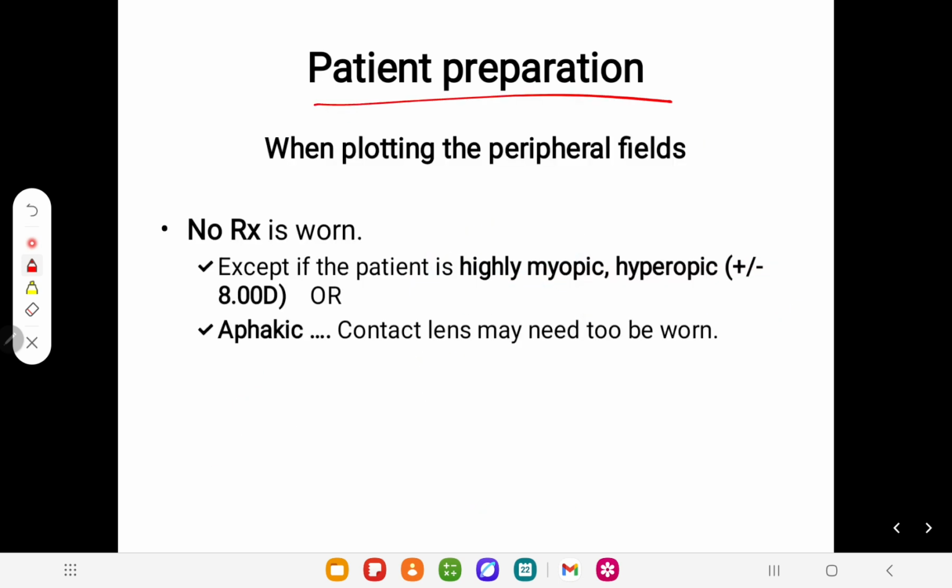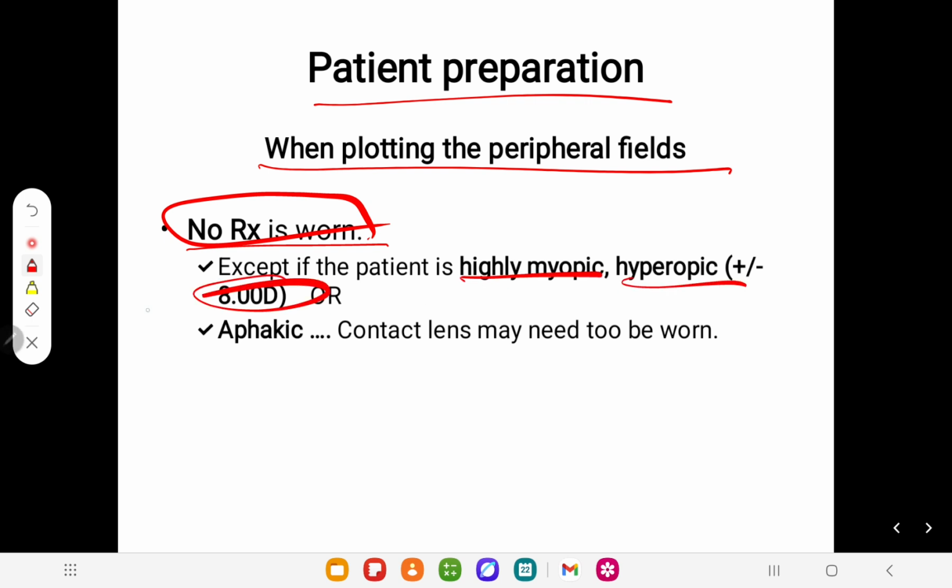And the patient's preparation is most important. When plotting the peripheral field of view, no Rx is needed, because Rx is used only for the central vision, isn't it? Rx is not needed for the peripheral vision, except for the patient with high myopia or hyperopia, for example plus minus 8, because high myopia or hyperopia cannot focus.